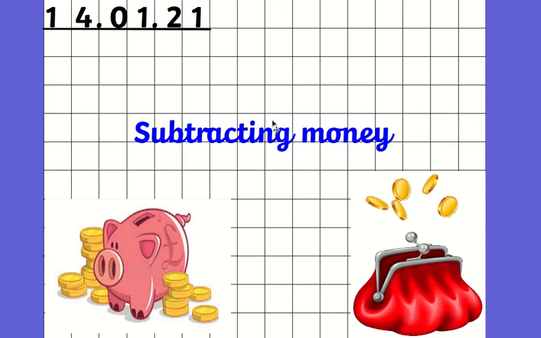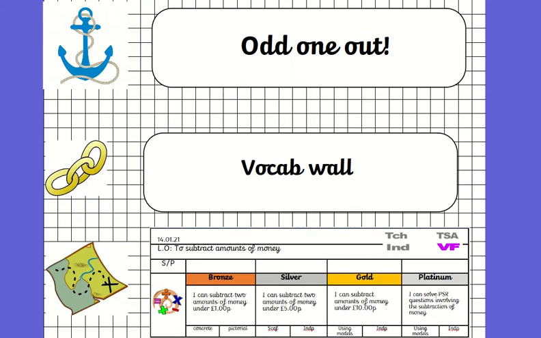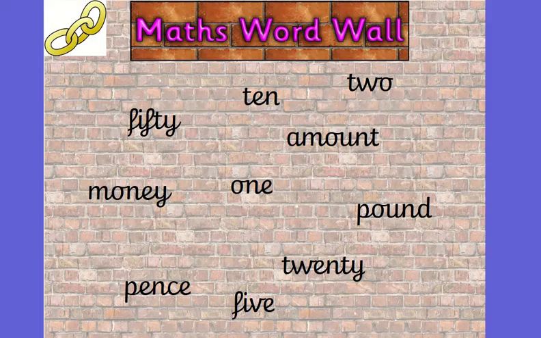Good morning, Year 3. For today's maths lesson, we are moving on to subtracting money. So yesterday we looked at adding money, and today we're going to do the inverse of that and look at subtracting money. So for your anchor, you're going to have an odd one out challenge. We'll have a quick look at the vocab rule and then go through the success criteria as always.